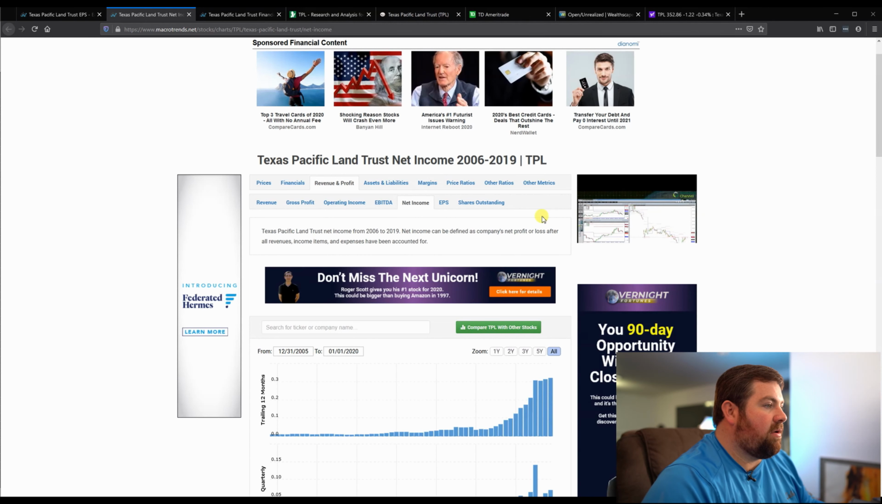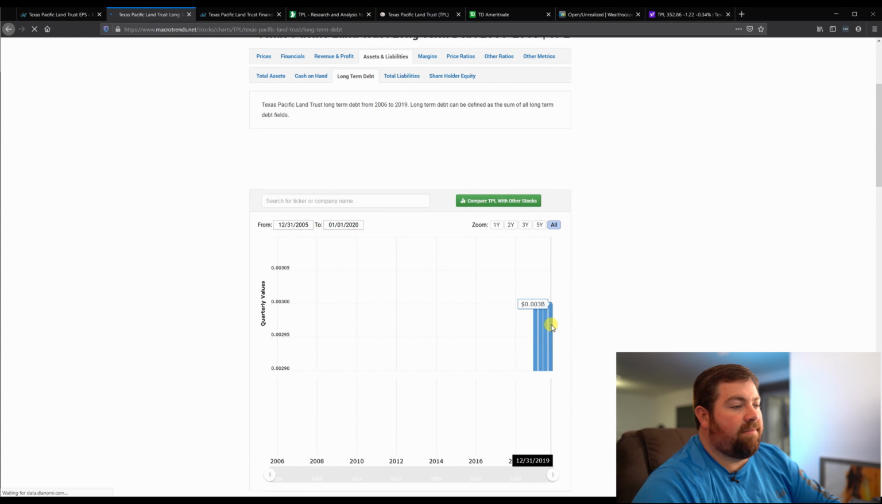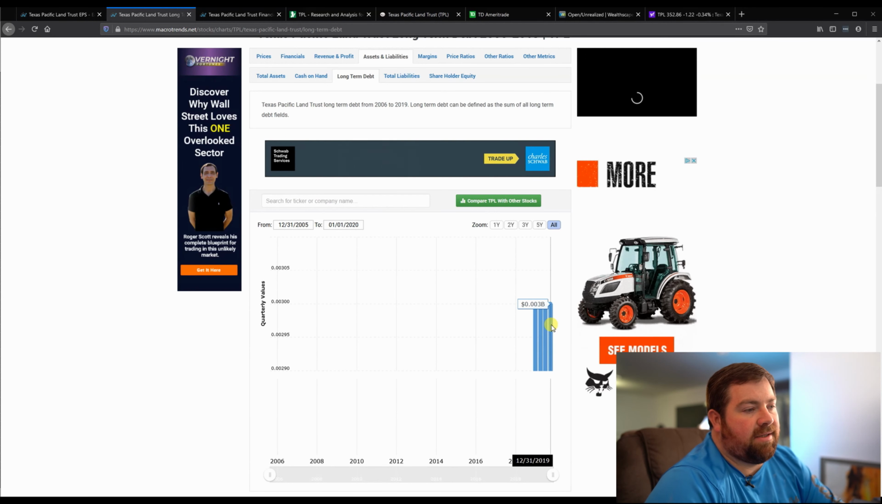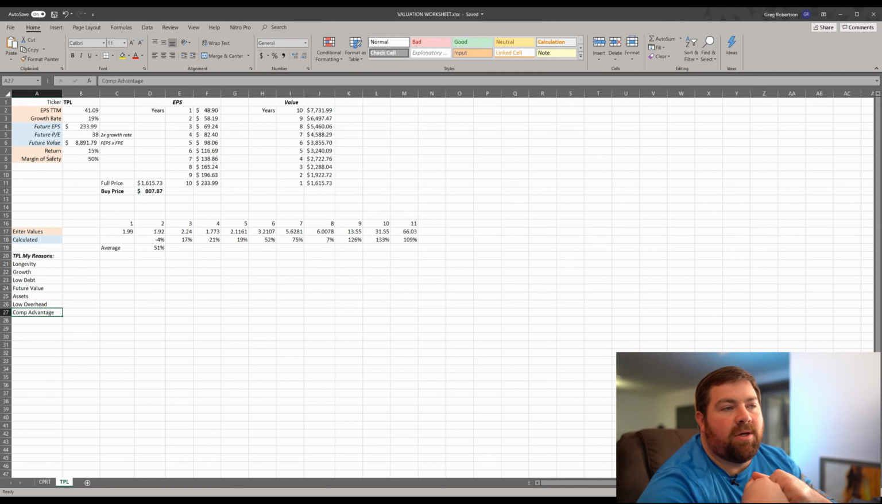So let's go look at their long-term debt. Just go to assets and liabilities, long-term debt, 0.003. Look at that. That is so low, it's ridiculous. They have basically no debt. I mean, pennies of debt. They could pay this off in 3 days of earnings. So this company, again, is well positioned to weather the storm.